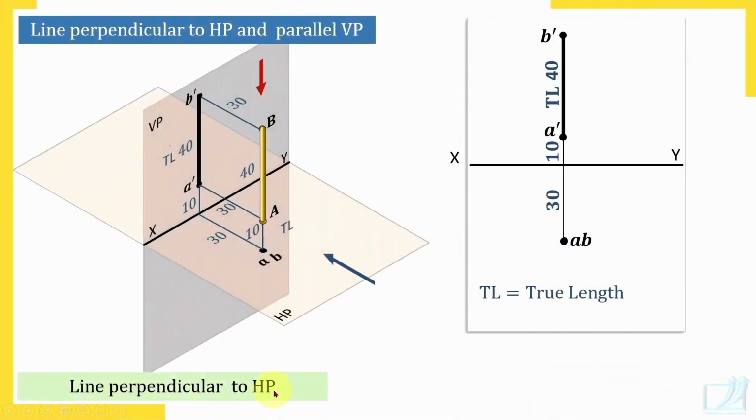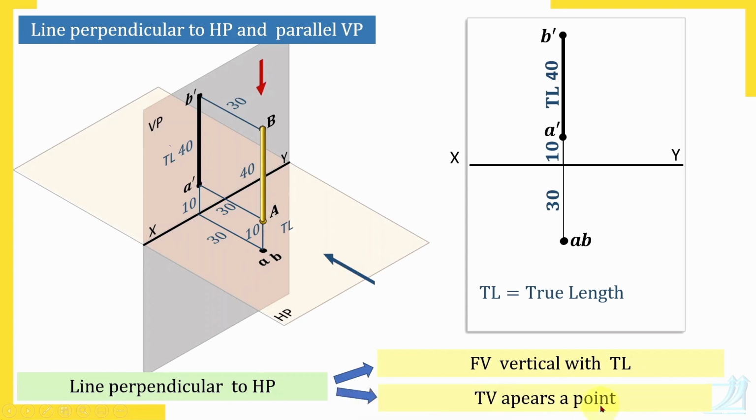So line is perpendicular to HP. We are talking about this line AB. It is perpendicular to HP. So its front view is vertical with true length. That means that front view has a true length and it is vertical. So if line is vertical, its front view appears vertical and top view appears a point. So all these observations are now going to become rules in drawing.